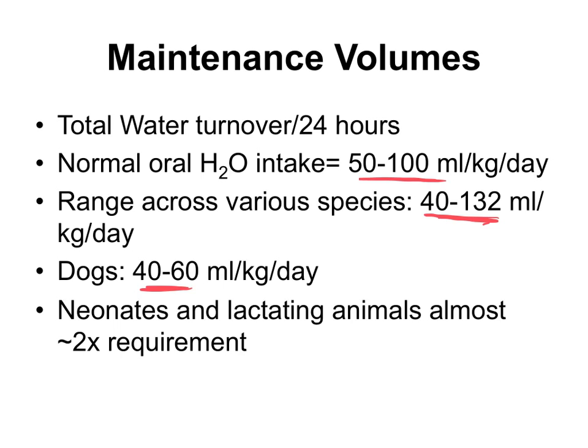And if you have a neonate or a lactating animal, they have greater requirements, and they could be as much as twofold more than that. Now, in the next slide, we're going to break this down into sensible and insensible losses, and you'll realize that when you have animals that urinate more, then the maintenance volume will have to be adjusted accordingly.